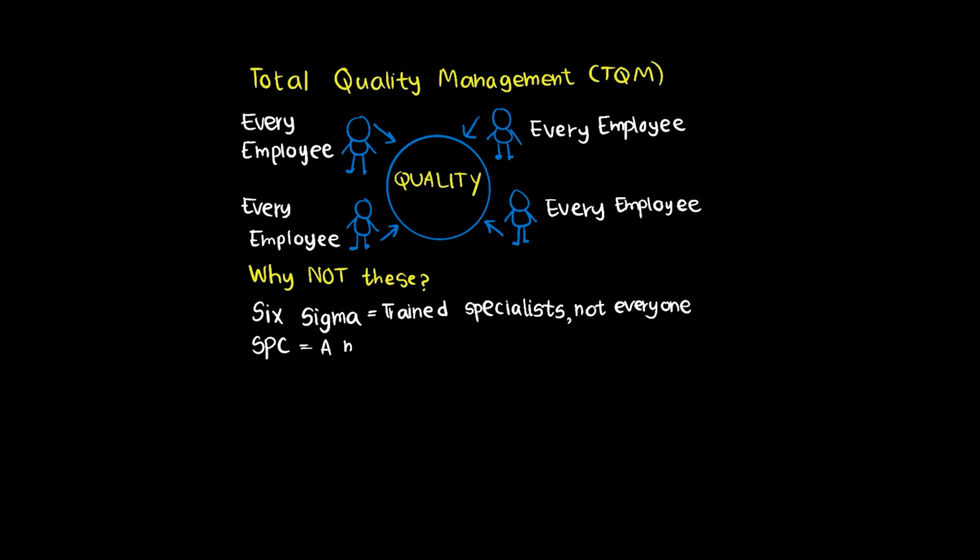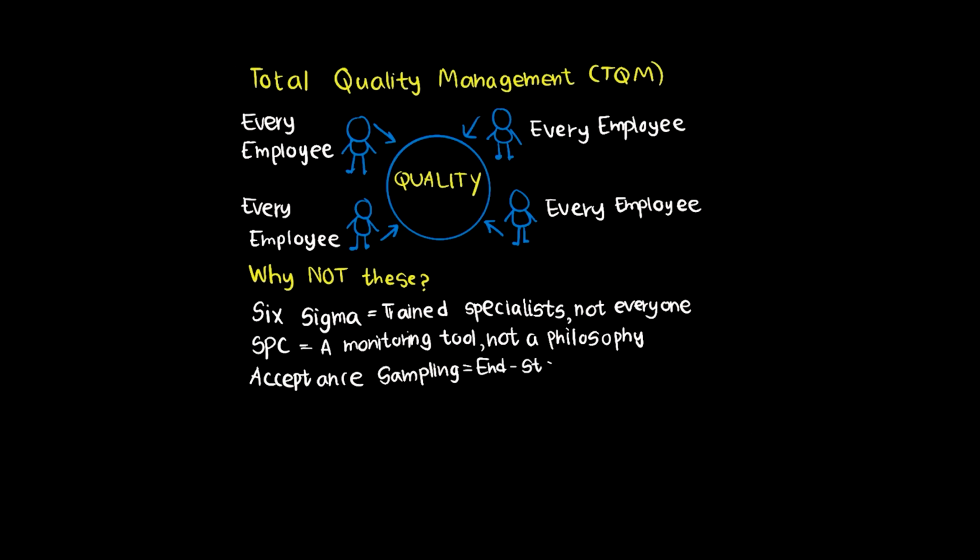Statistical process control, that is a specific technique, using control charts to monitor process output. It is a tool inside the quality toolbox, not a management philosophy. Acceptance sampling, that is literally end-stage inspection, testing a sample from a batch to decide whether to accept or reject it, the opposite of embedding quality throughout operations.